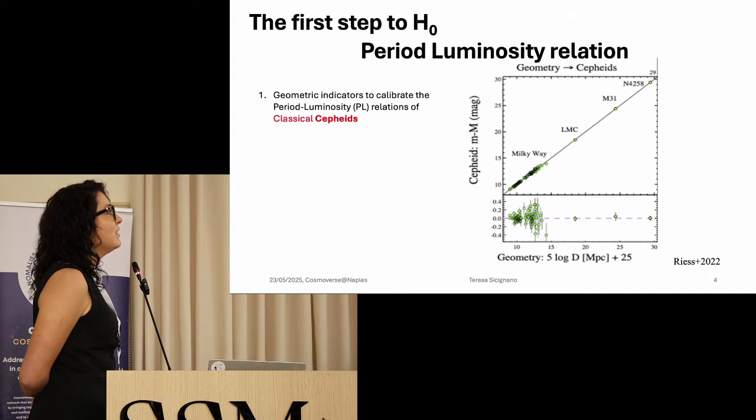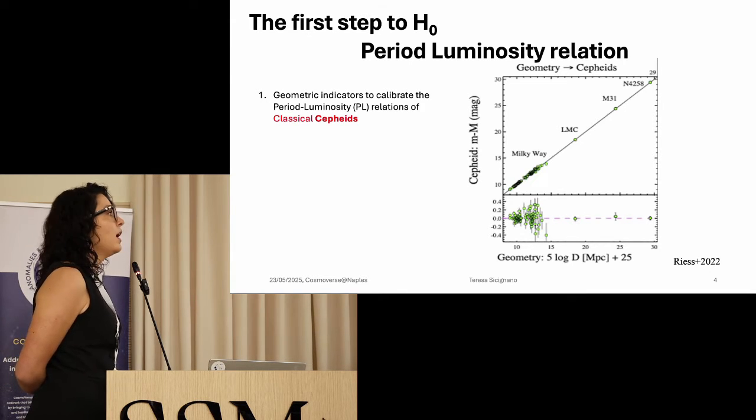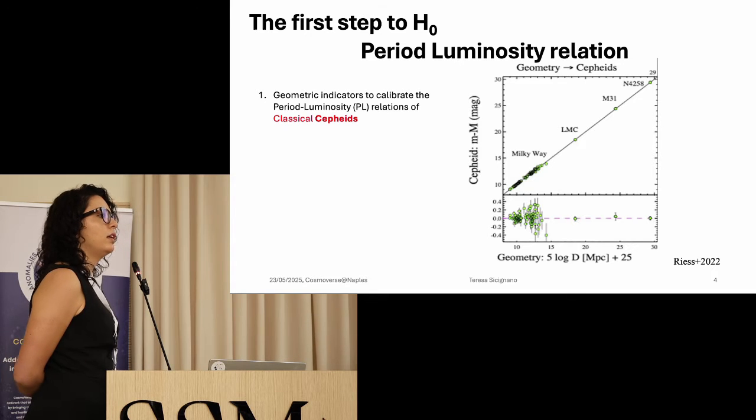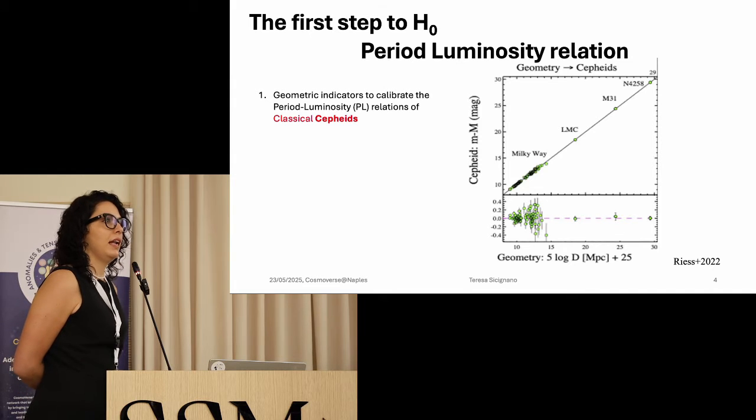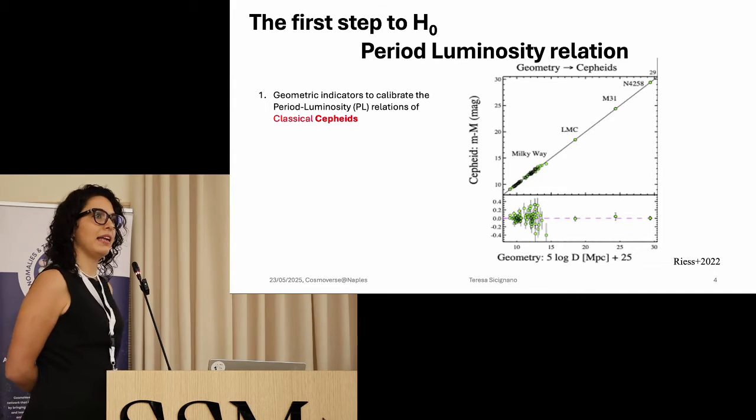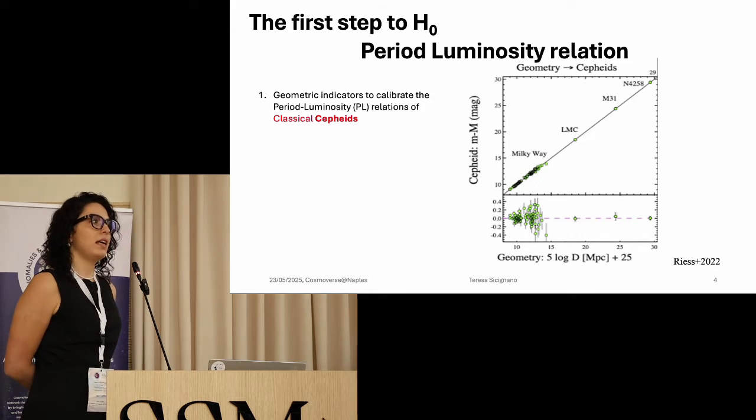Indeed, the first step is the calibration of the period luminosity relation of classical Cepheids. We can see here that on the x-axis we have the geometric distance. Indeed, we choose systems of which we know the geometric distance with different methods. In the Milky Way, we have the Gaia parallaxes. In the LMC and in M31, we have the eclipsing binaries. And in NGC 4258, we have a maser.